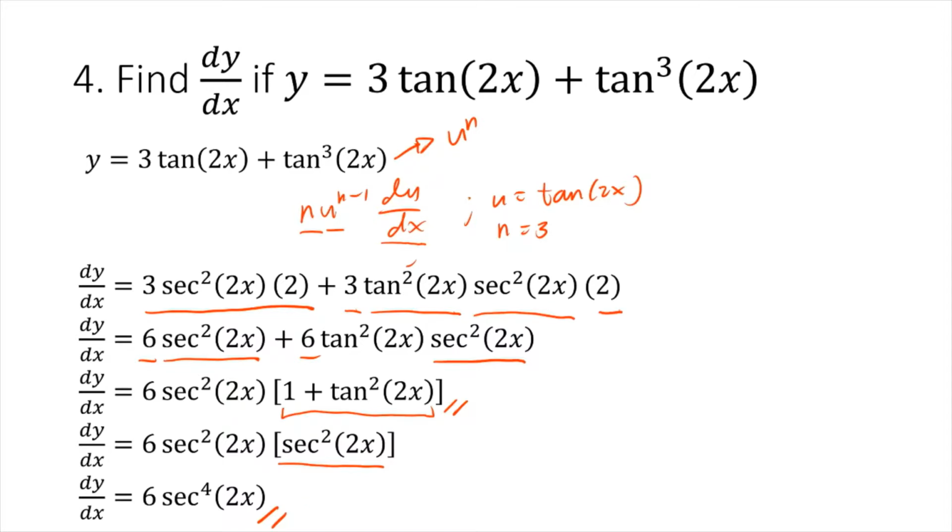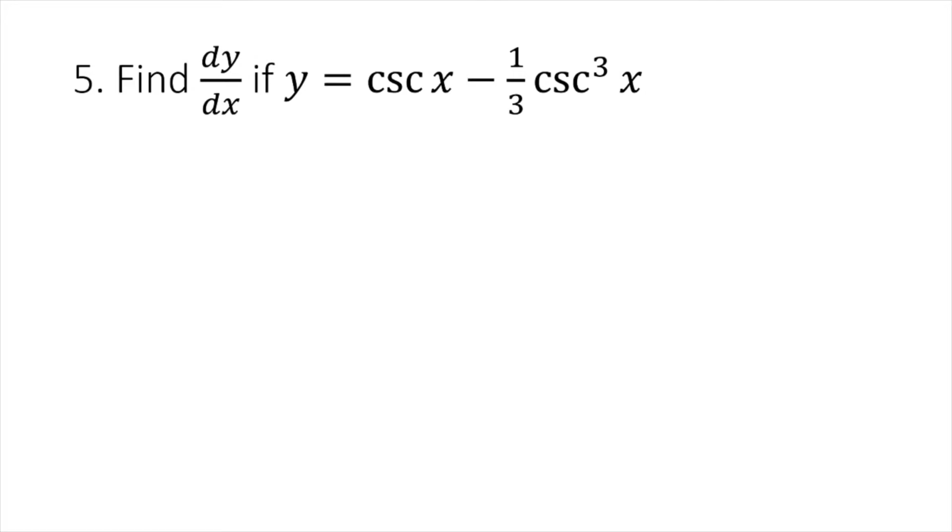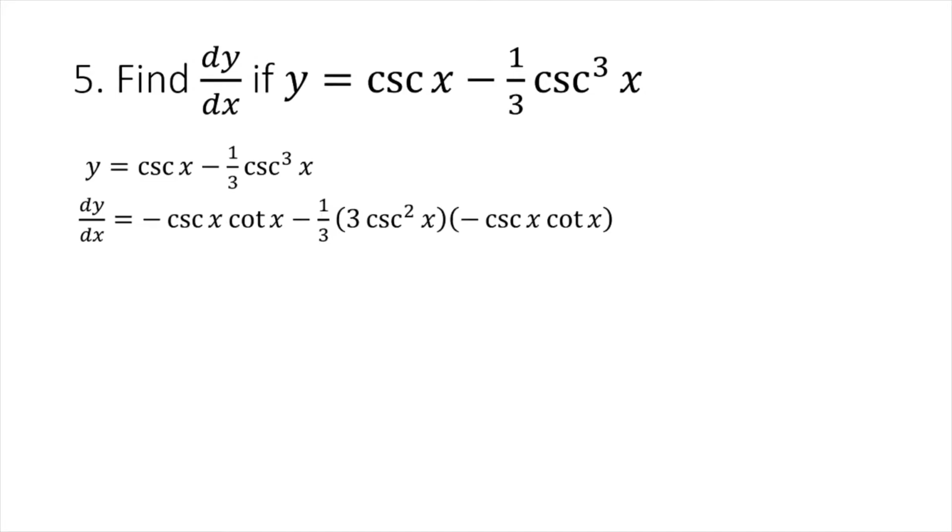Next problem. Find dy dx if y is equal to cosecant x minus 1/3 cosecant cubed x. Okay, so the derivative of cosecant, that's negative cosecant x times cotangent x, minus, so we have 1/3 cosecant cubed x, apply constant multiple rule. So we have 1/3 and then general power rule for cosecant cubed of x.